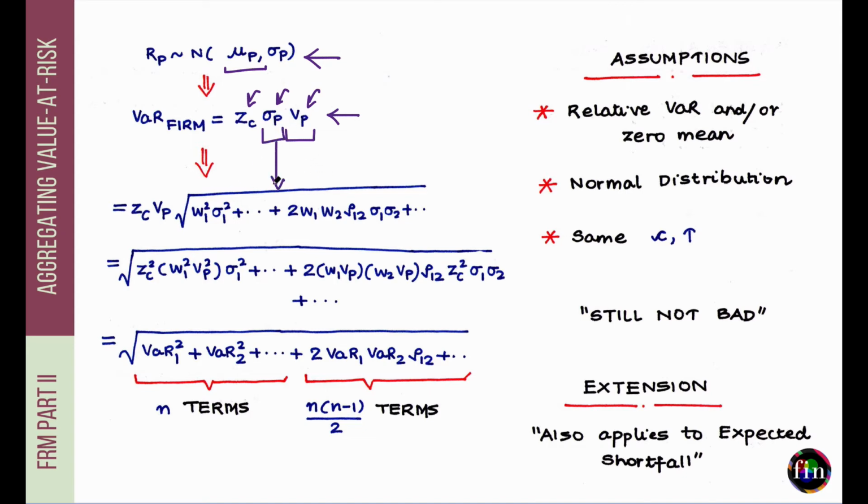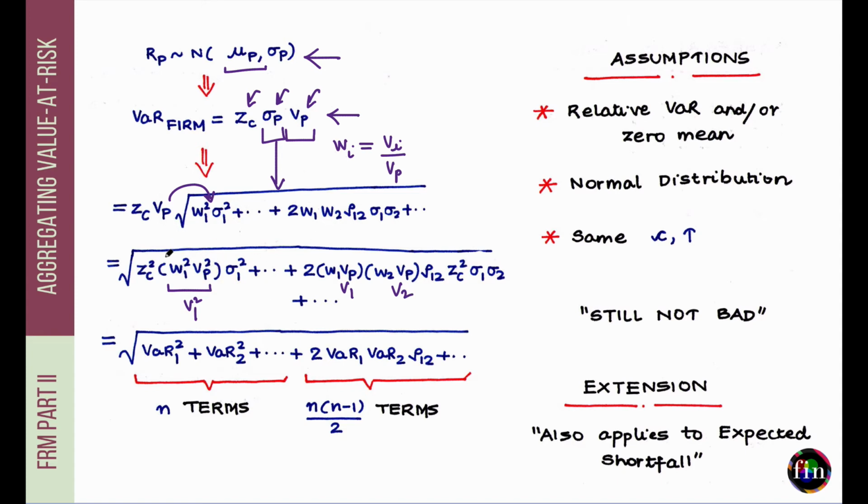I have replaced it here. Take the ZC VP inside the square root. It enters as a square. That means it enters as ZC square VP square. And what I have done here is I have combined the W's and the VP's. Remember how W's were defined? The ith weight was the value of the ith business divided by the total value of the firm. So whenever you combine the W and the VP, you get the individual business-wide valuation. Okay. So this will be V1 square. W1 VP is V1, W2 VP is V2, and so on. Okay, that's what I have done.